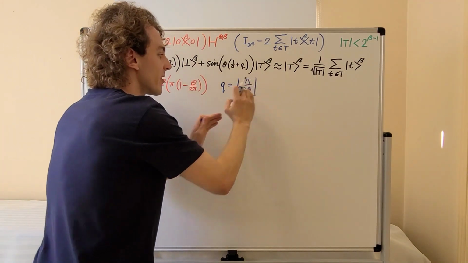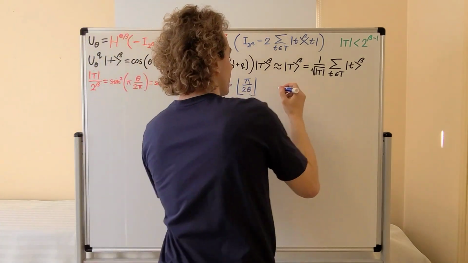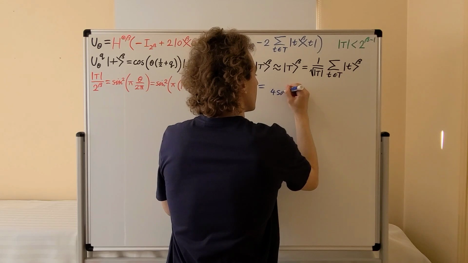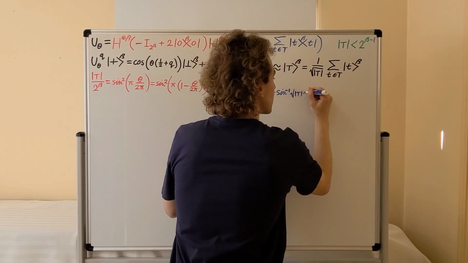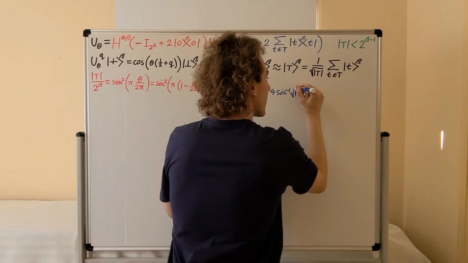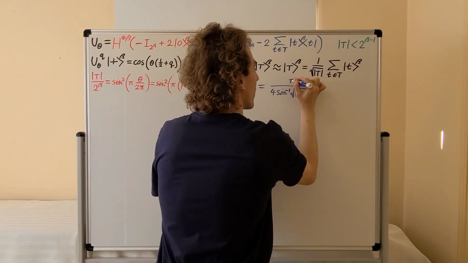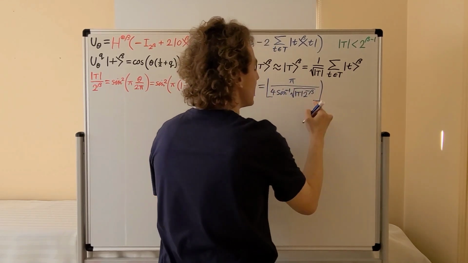Now, we can write theta in terms of the number of targets. So that means this bottom part of the fraction is going to turn into 4 times the inverse sine of the square root of the number of targets times 2 to the minus beta. And this is all in the square root. And the top of the fraction is still pi. And we have to take the floor of this to give us an integer.